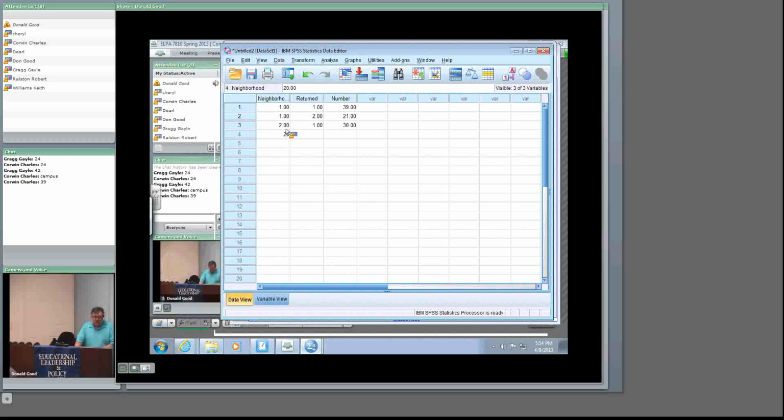Very good. And my neighborhood number 3, which was campus, some were returned. 1 means yes, returned. 51 of those were returned. And also in that same neighborhood number 3, not returned, so we'll code that as 2. The number not returned on campus was 19. And that's all our SPSS file looks like.